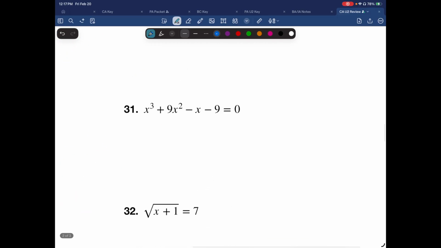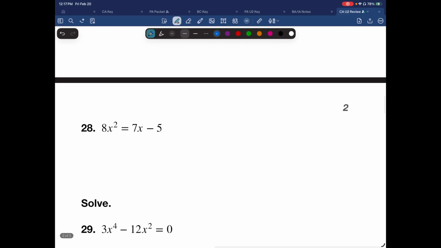On 28, first thing we need to do is get everything on the same side, so that's 8x squared minus 7x plus 5 equals 0. And now I can do the b squared minus 4ac. Okay, so that's going to be negative 7 squared minus 4 times 8 times 5. All right, so this will be 49 minus 160. And that's going to give me negative 111. Okay, so since it's negative, that means I'm going to have two complex solutions.